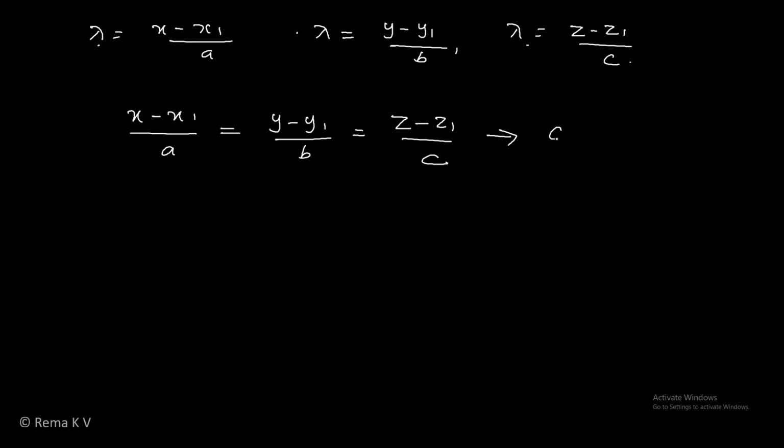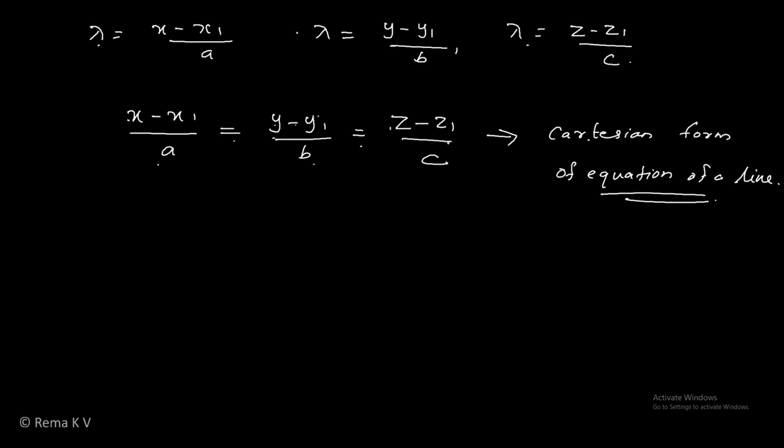This is the Cartesian form of the equation of a line. So we have learned two different types of equations. The vector equation is r is equal to a plus lambda b, and the Cartesian equation is x minus x1 by a equals y minus y1 by b equals z minus z1 by c.